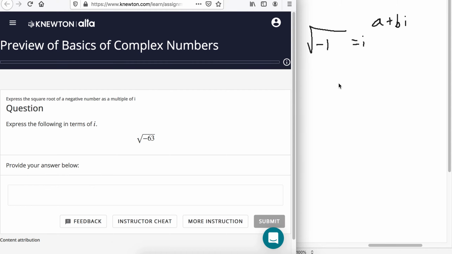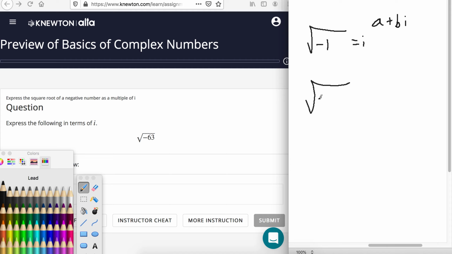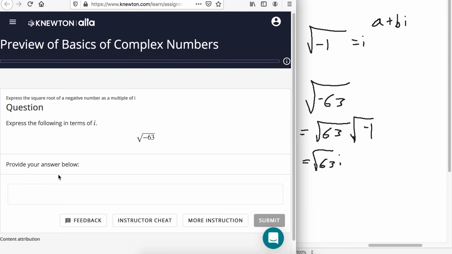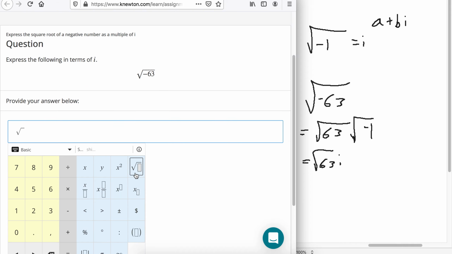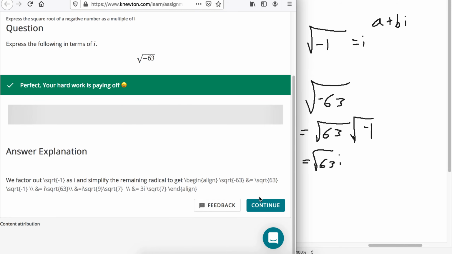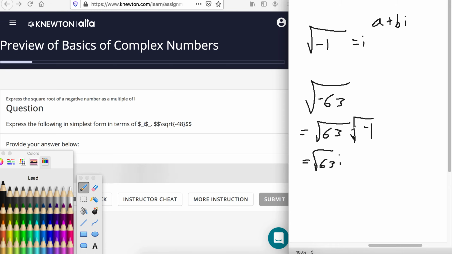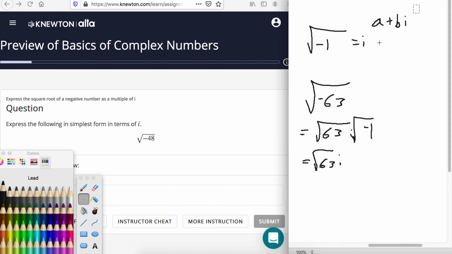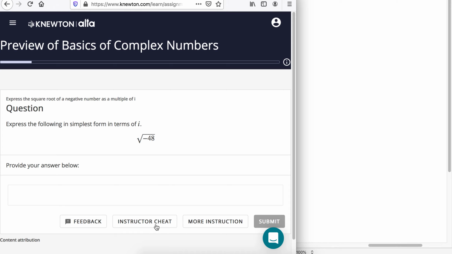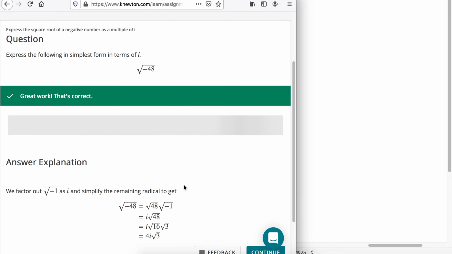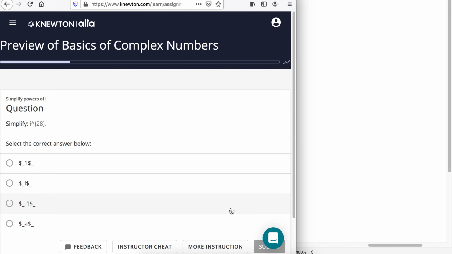Express the following in terms of i. If you get the negative square root of 63, since you've worked with radicals before, this is the same thing as the square root of 63 times the square root of -1, right? Because 63 times -1 makes negative 63. So in other words, this is the square root of 63 i. Let's see what else we got. Same thing for that one. Oh, you'd want to reduce it. I should have done that one, but you've practiced reducing radicals before, I'm sure.